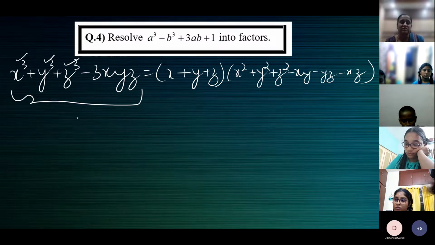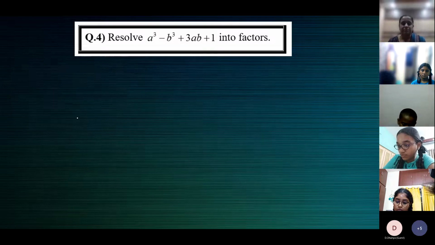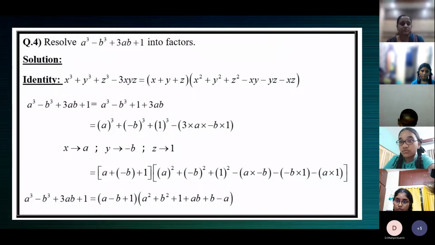This is the only identity. So there is no difficulty. You don't have to choose between this or that. There's only one. So you can see it here. You can see it here.